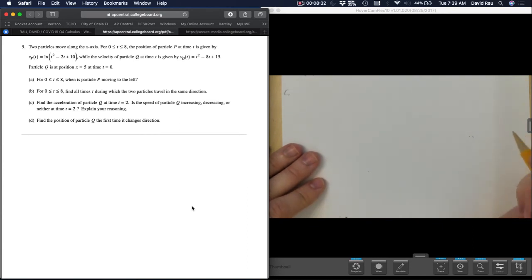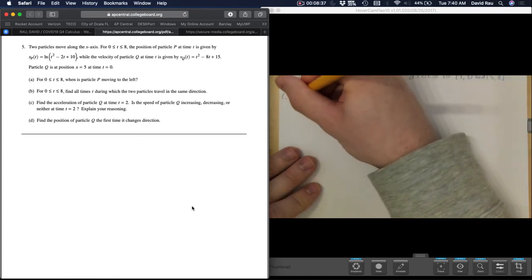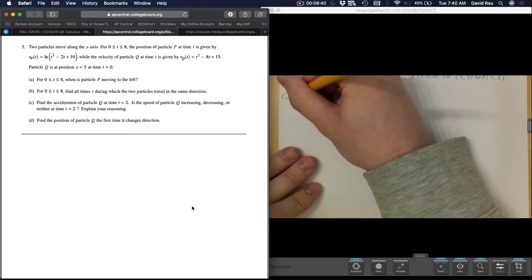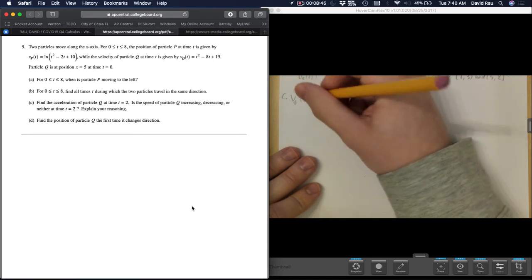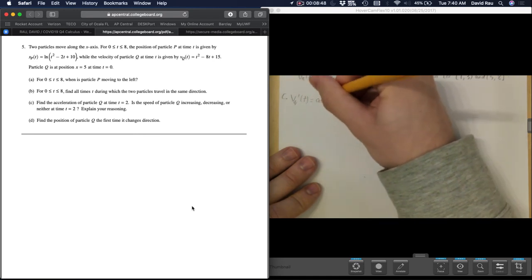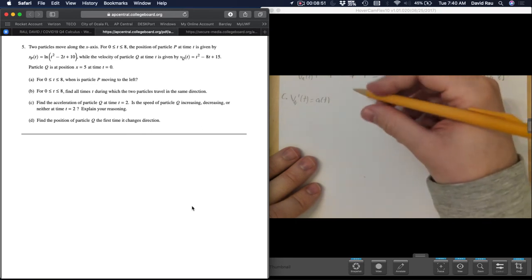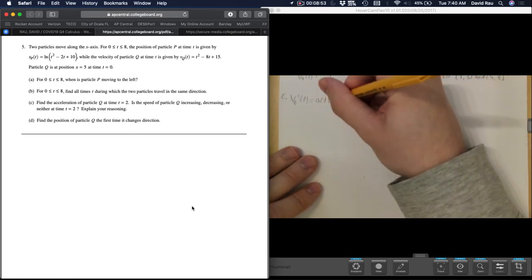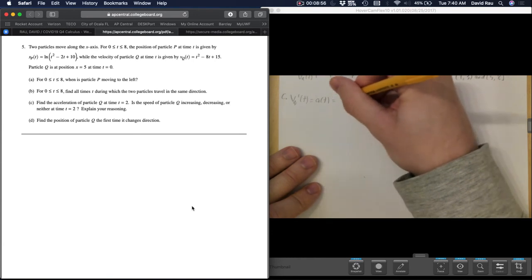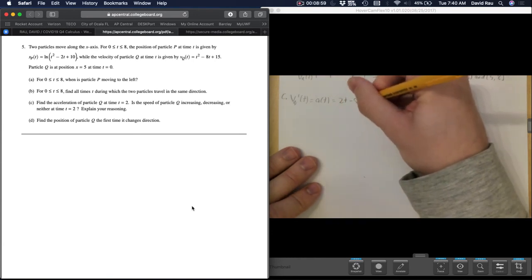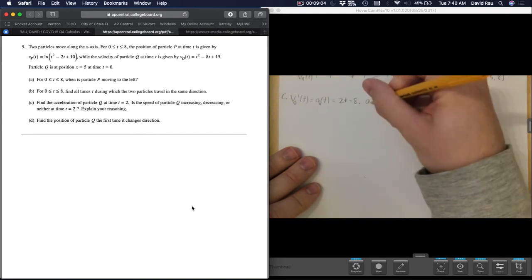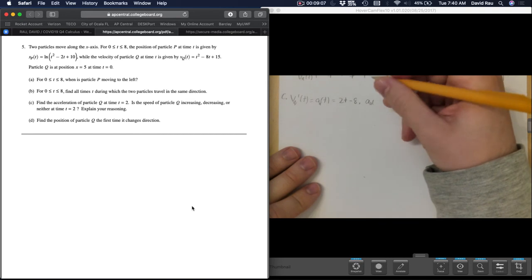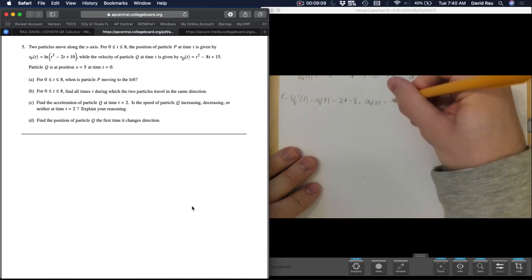Okay, anyways, find the acceleration of particle Q at time 2. Whenever you do this, you don't just want to write a Q of T. You want to really show that you know that it's found by taking the derivative of velocity. That usually will get you a point if you write that. When we differentiate that quadratic, it's just going to be 2t minus 8. And so the acceleration for particle Q at time 2 is -4.